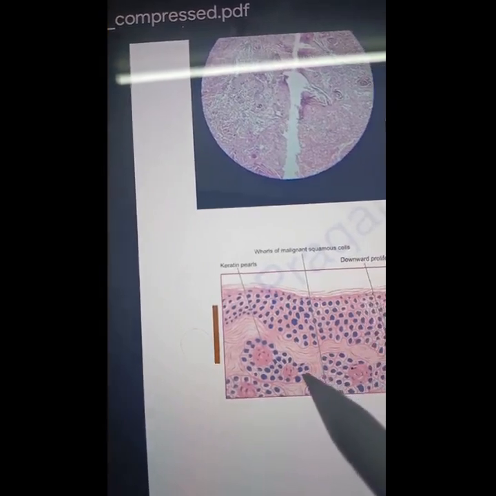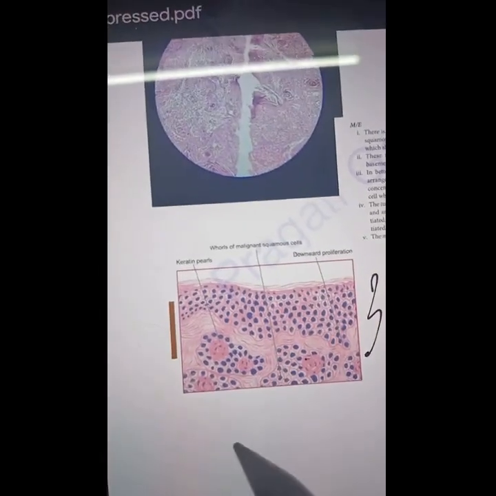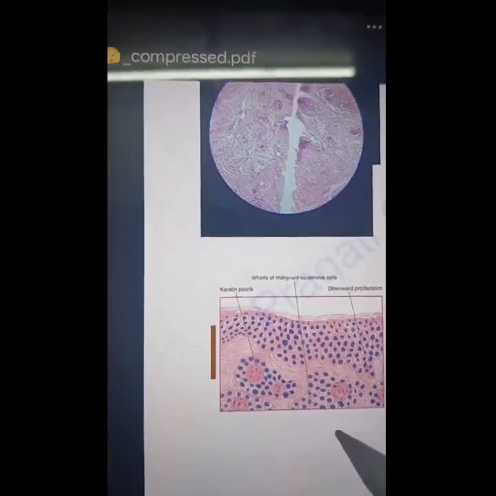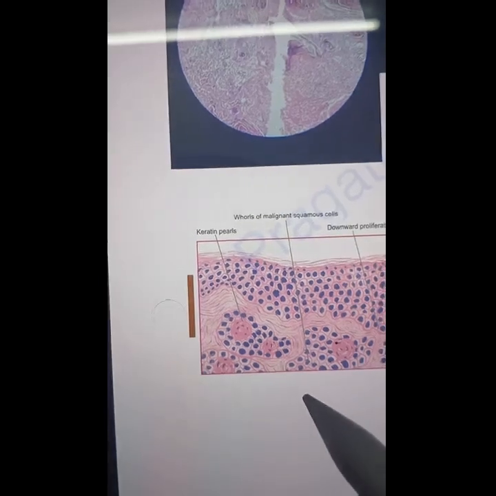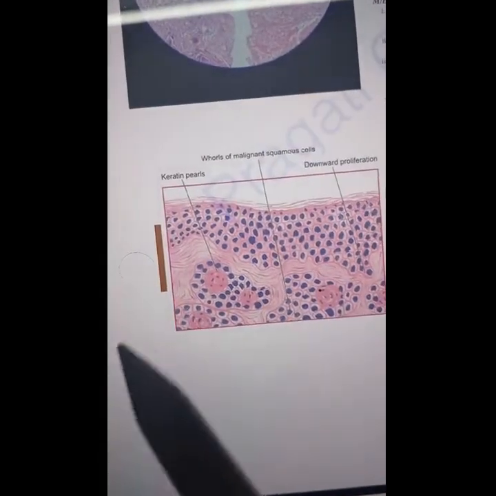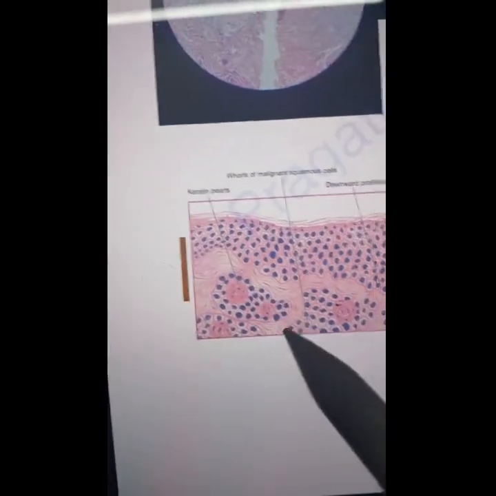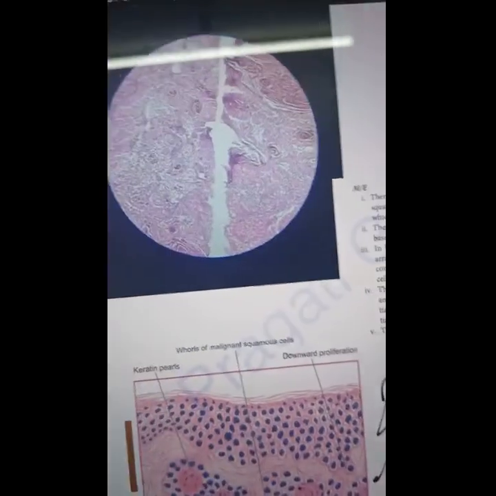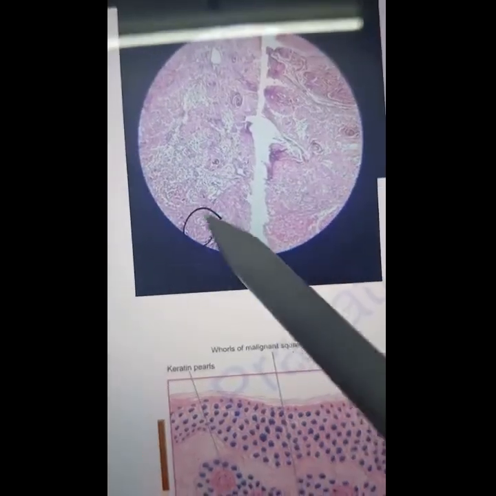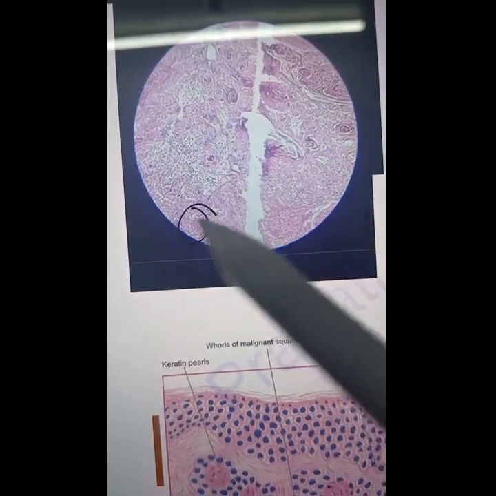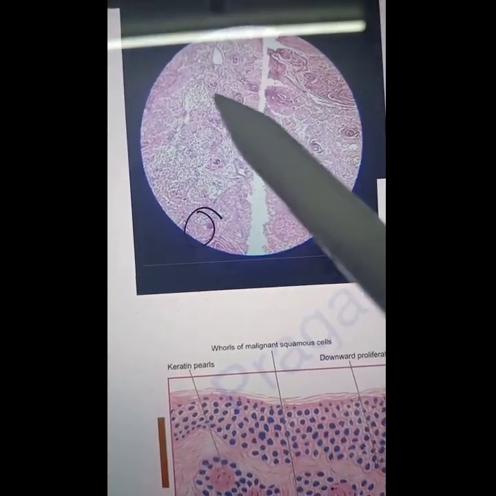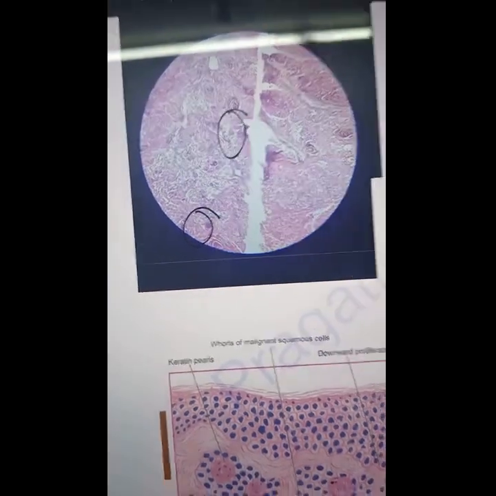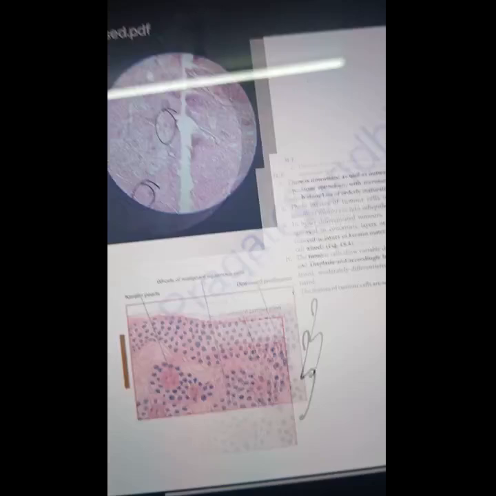These keratin pearls are basically concentric layers of keratin, and the masses of tumor cells are separated by lymphocytes. As we can see over here, the masses of tumor cells separated by lymphocytes, keratin pearls, and squamous cell differentiation. This is what is seen in squamous cell carcinoma. These are the keratin pearls, and these are the surrounding squamous cell proliferation. This shows the well differentiated form.